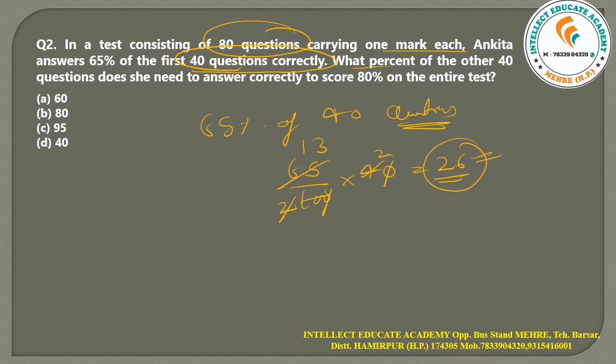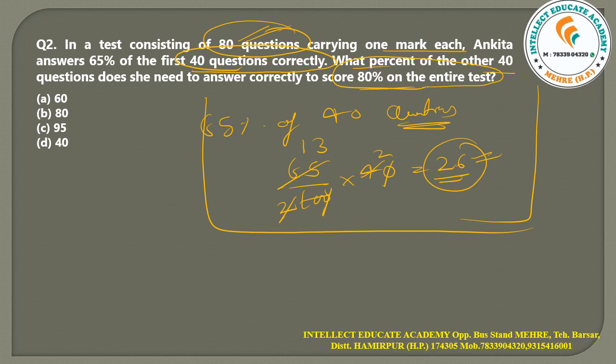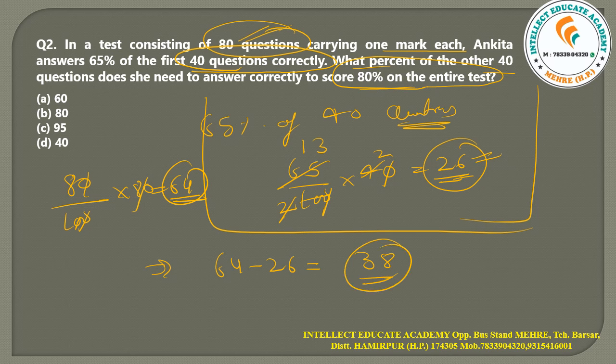Let's move ahead. What percentage of the other 40 questions does she need to answer correctly to score 80% in the entire test? So she wants to score 80% in the entire test. So how much will 80% be? Total questions we have are 80, so 80% means 80 upon 100 into 80. So she has to solve 64 questions, right? She has already solved 26. So how many should she solve correctly? That is 64 minus 26, and it comes out to be 38. So she has to solve 38 questions.